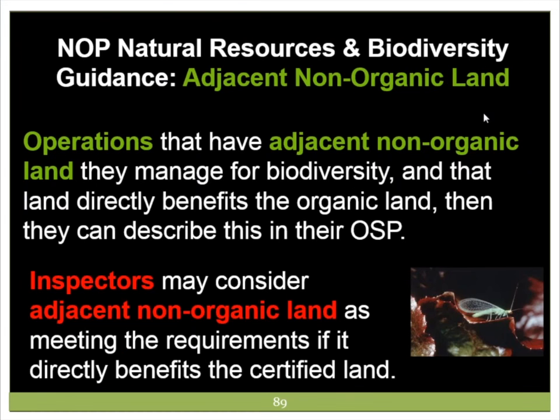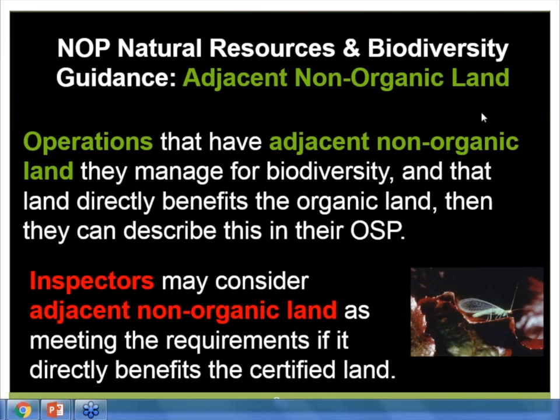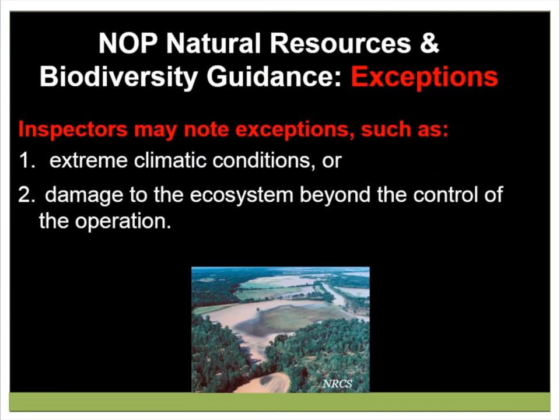The NOP guidance also talks about adjacent non-organic land. Operators who manage that land, and it directly benefits organic land, can describe it in their OSP. Then the inspector may consider that as meeting the requirement if it directly benefits the certified land. There are exceptions. The NOP realizes that there can be catastrophes that are out of the control of the operation, like damage to the ecosystem, which might be extreme climatic conditions.